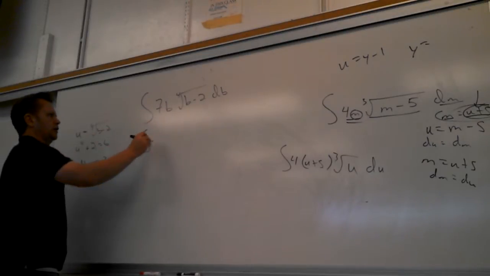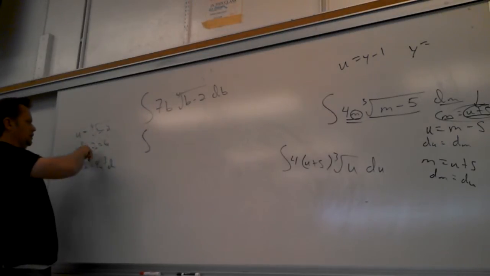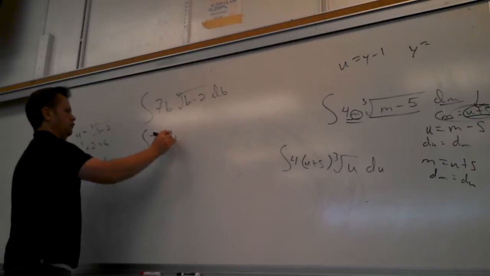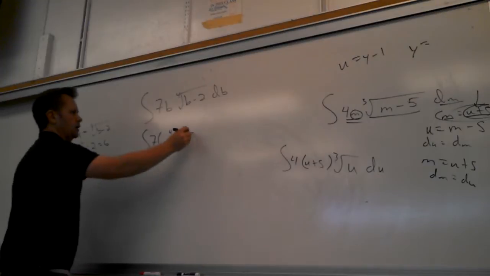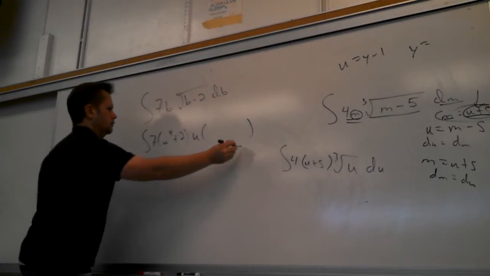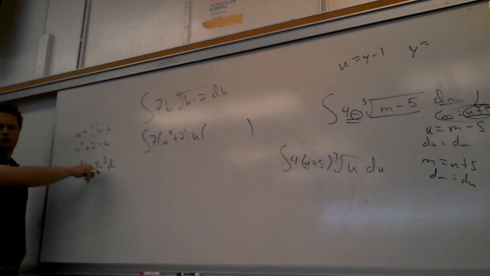So then, what would this look like? B is u to the fourth plus 2. The 4th root of b minus 2 is u. But now watch, db is 4u cubed du.